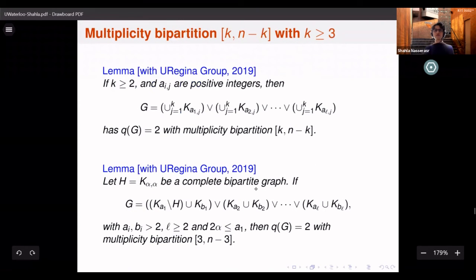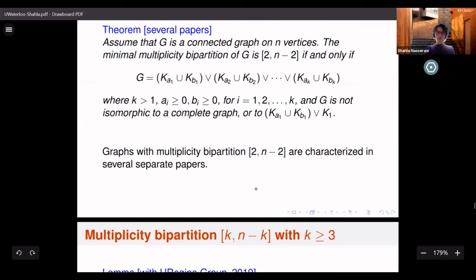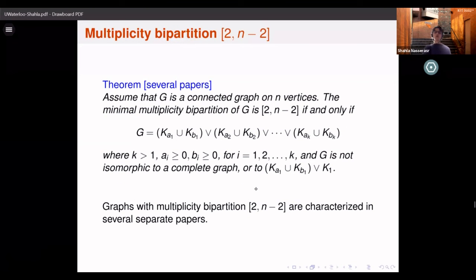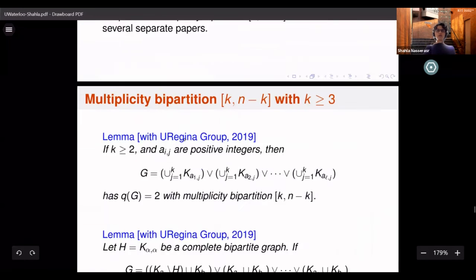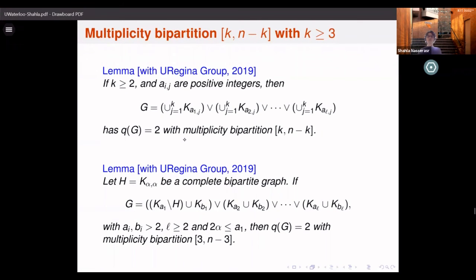So these two cases of 1 and m minus 1, 2 and m minus 2 are known. Now, when we look at the 3 and m minus 3 or higher cases, we don't have a characterization for them yet. But what we have is that if we go back to the previous result that had the union of two complete graphs and then join them together, if we replace two complete graphs with k complete graphs here, we can show that those graphs are going to have a multiplicity bipartition of k and m minus k. So we do have a generalization of the previous result.